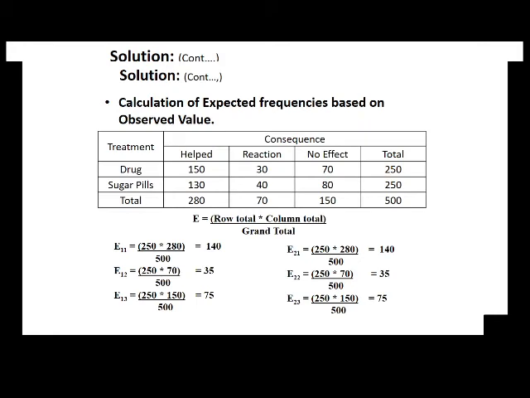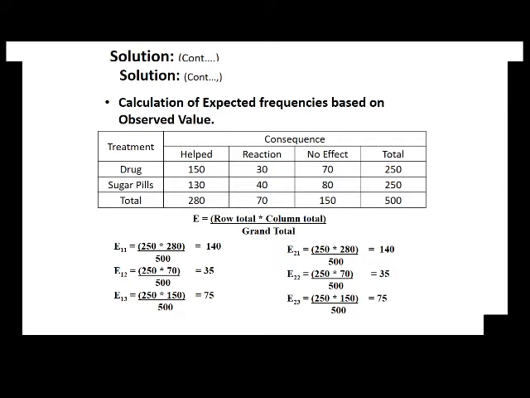Next, calculate the expected frequency based on the observed values. Expected frequency is row total multiplied by column total divided by grand total. For the first row, drugs, the row total is 250 multiplied by the column total 280 divided by 500. We get E11, first row first column. Again E12, first row second column, and E13, first row third column.